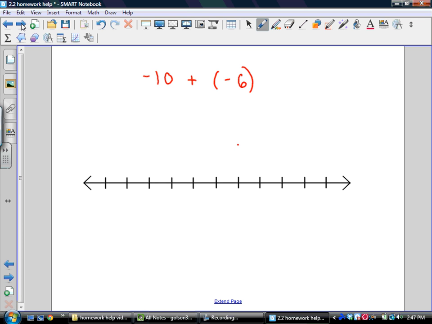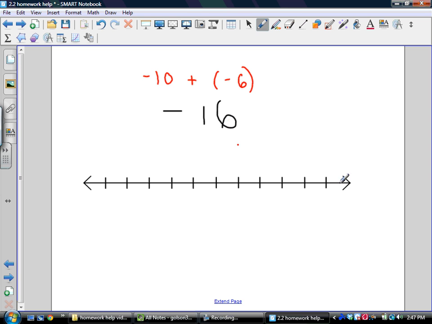Okay, now I've got two negatives. So I can either think back to my rule, or I can use the number line. If I think of my rule, I know that when I add two negatives, I get a negative, so I can put that down. And then to get my answer, I actually add the numbers up. So 10 plus 6 is going to be 16. So I have a negative 16 for that answer.